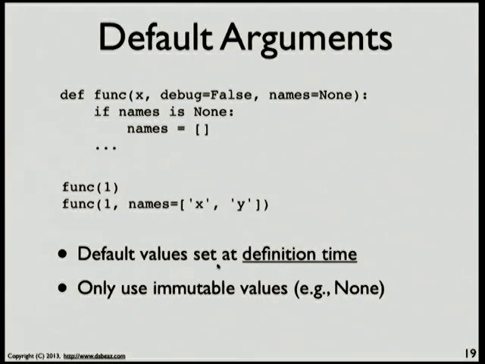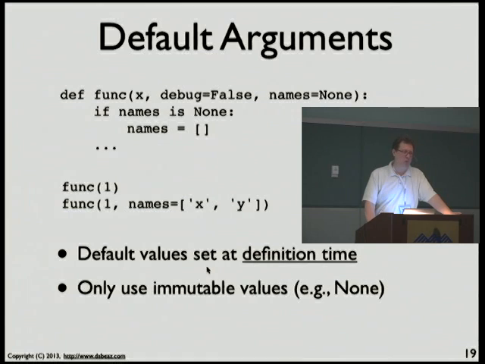Hopefully you know that defaults are set once at definition time, and generally it's a bad idea to use mutable values for that. I don't really want to get into that, but generally you don't want to use things like lists and dictionaries as defaults.